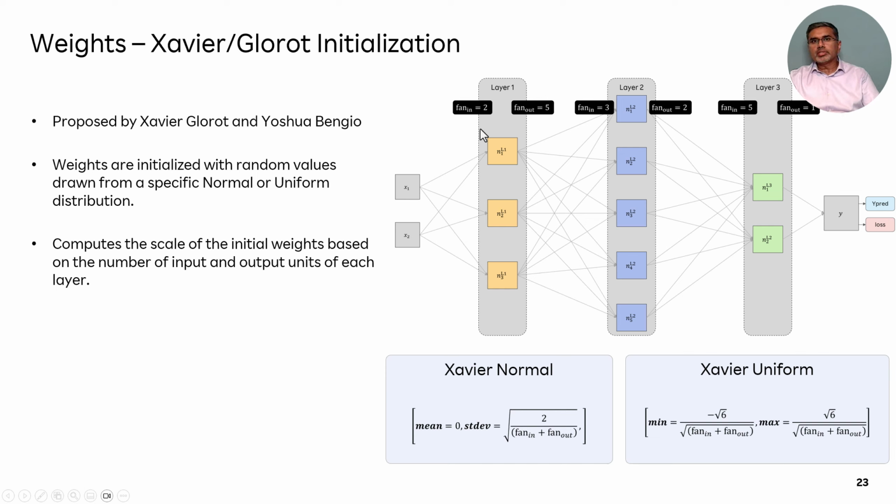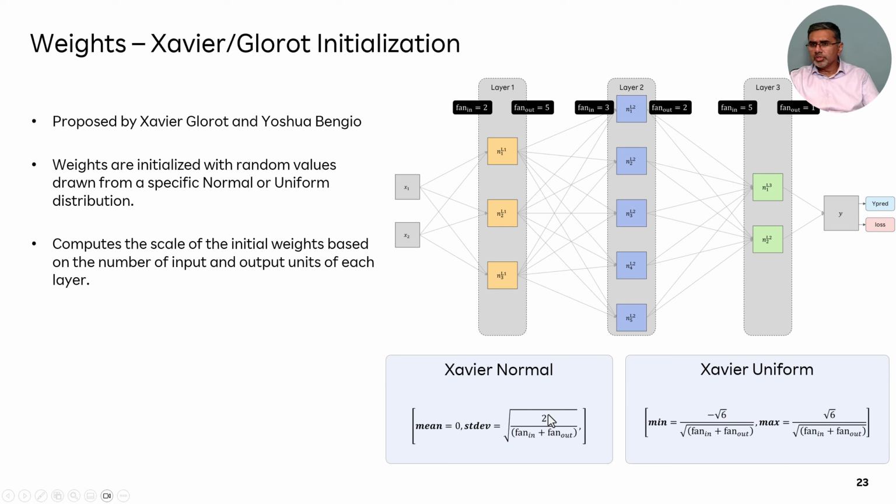So it basically uses this fan-in and fan-out, and has defined some formulas here. If you're doing uniform distribution, it says I'm going to generate uniform numbers from a minimum of negative square root of 6 over the square root of fan-in plus fan-out, to a max of positive square root of 6 over fan-in plus fan-out. If you're doing normal distribution, then it'll generate with a mean of 0 and a standard deviation of square root of 2 over fan-in plus fan-out.